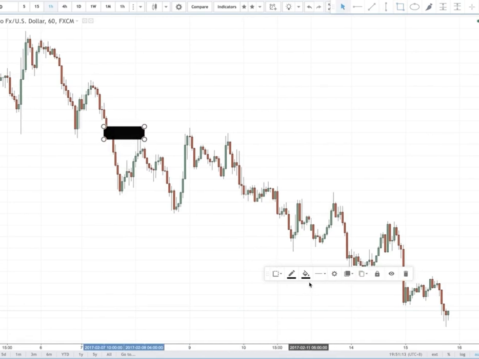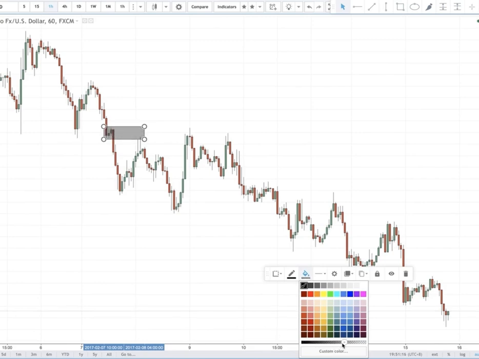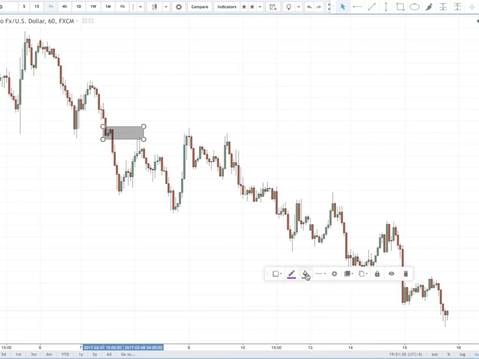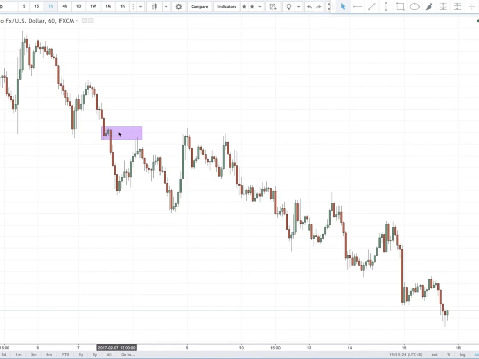Okay, let me move this. Let's change the color a bit to make it nice and beautiful looking. Okay, we have a supply right there, which means that is a strong selling point. It's a drop, base, and then drop, which means the market spent a little bit of time there and then dropped further away from there, making this area quite important, right?